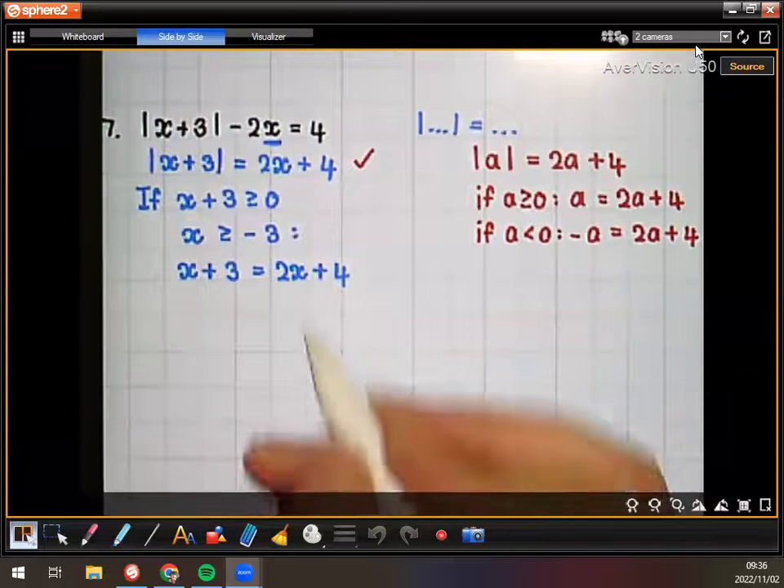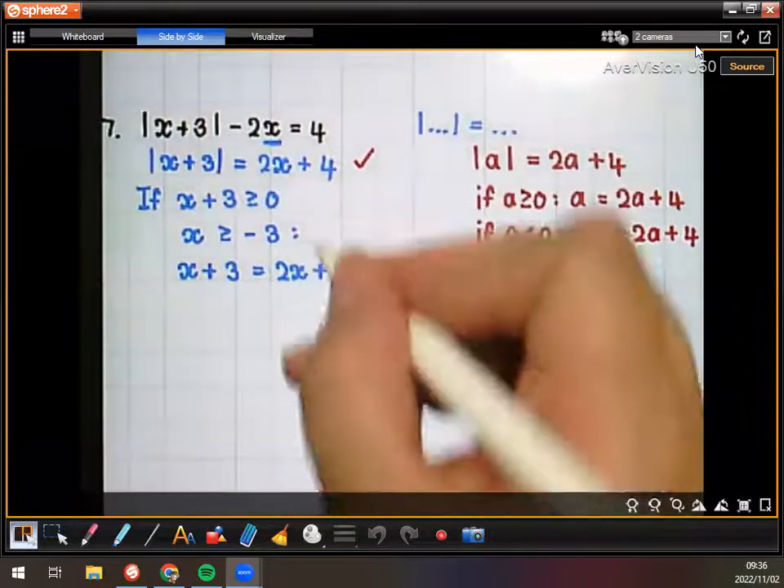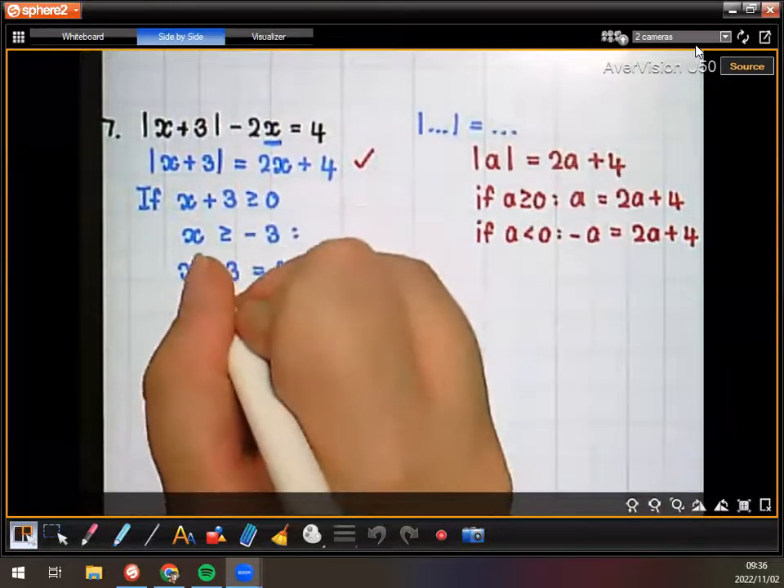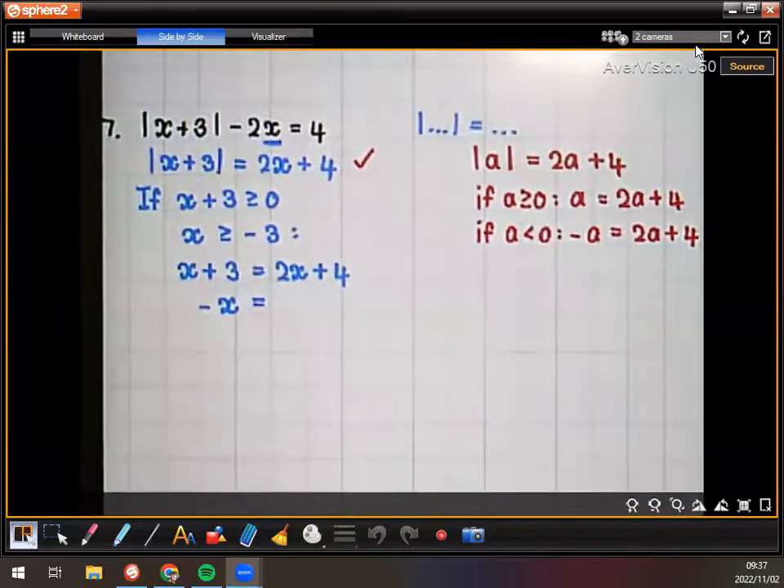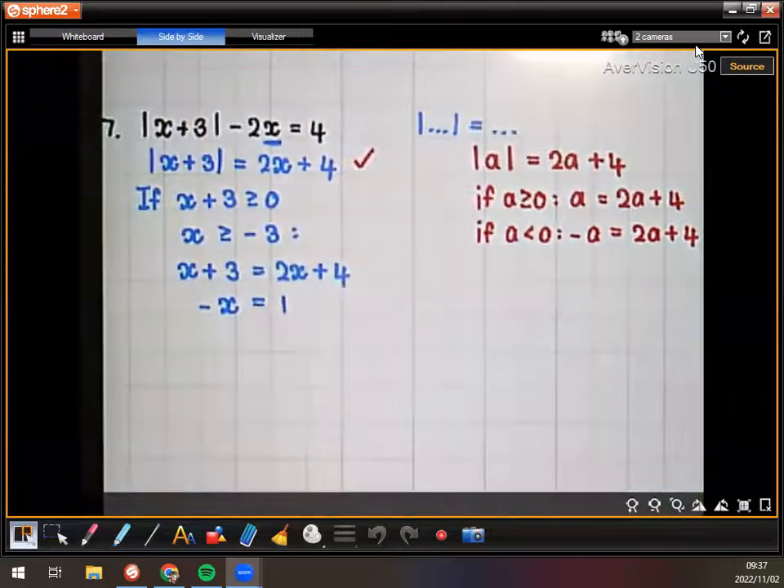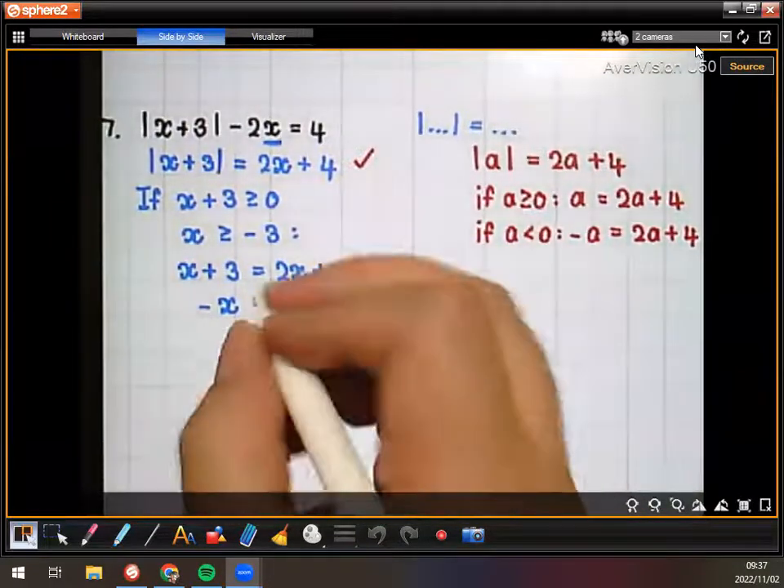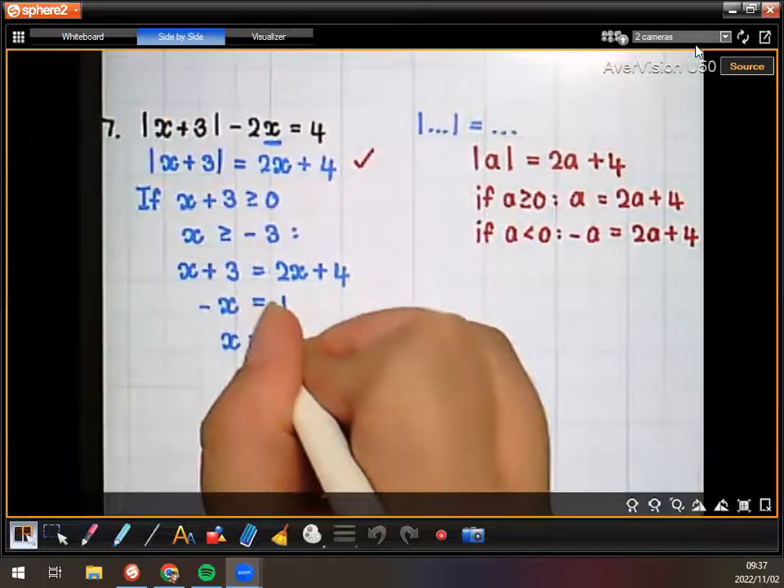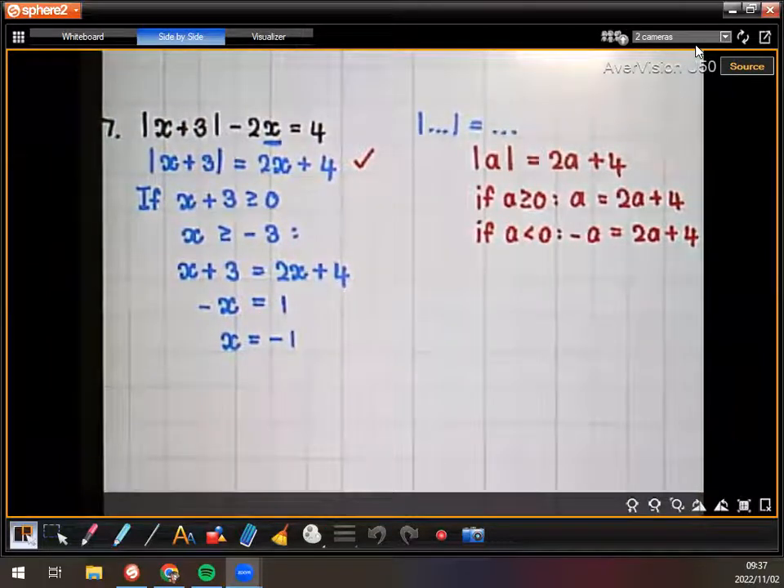Now we need to solve for x, right? We need to move this 2x over, sorry, it becomes minus 2x. I'm going to have a negative x equal to 4 minus 3, right, which is 1. What does that give me for x? Negative 1. Does that go along with my condition, guys? Is negative 1 greater than or equal to negative 3? Yes. Okay, so that one is fine.